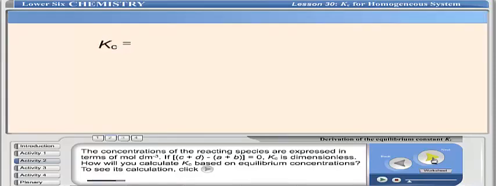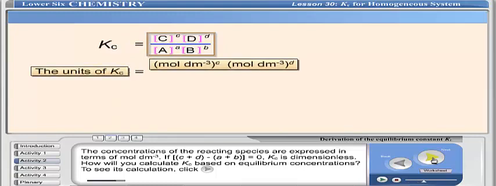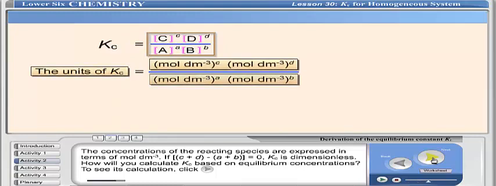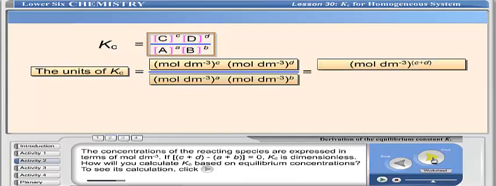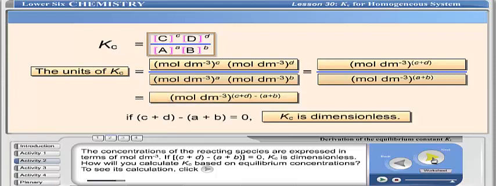The concentrations of the reacting species are expressed in terms of mole per cubic decimeter. If C plus D minus A plus B is equal to 0, Kc is dimensionless. How will you calculate Kc based on equilibrium concentrations? To see its calculation, click Next.